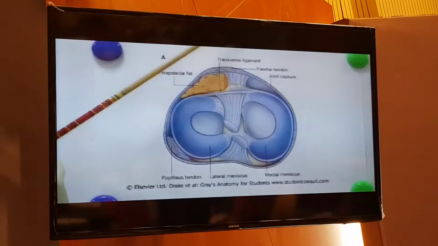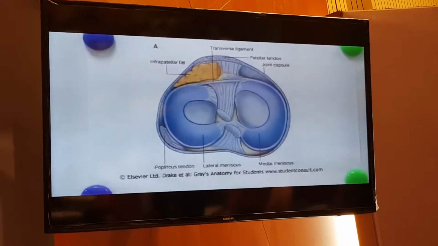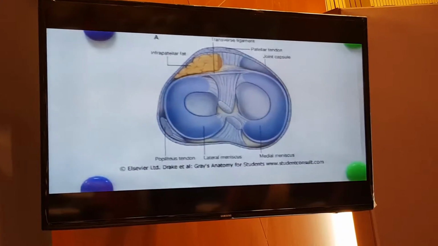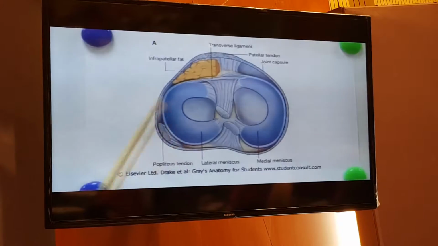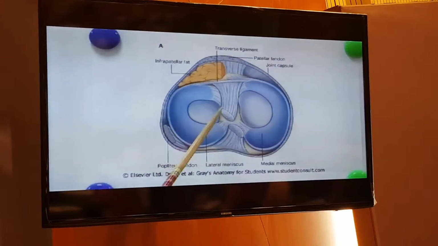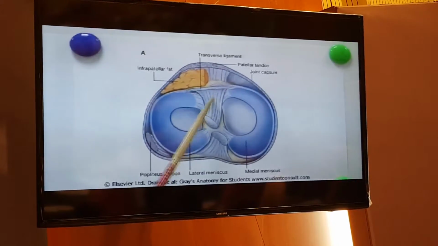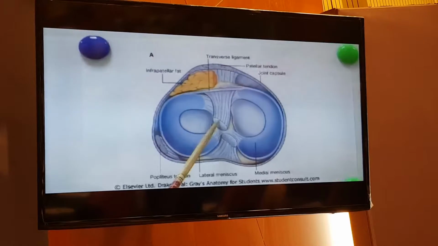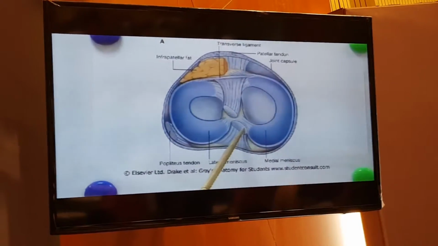In the anterior part, we have two ligaments there, anterior and posterior cruciate ligaments. They are named according to the attachment on the tibia. The ligament which is attached to the anterior part of the tibia is called anterior cruciate ligament. The ligament which is attached to the posterior part of the tibia is called posterior cruciate ligament.